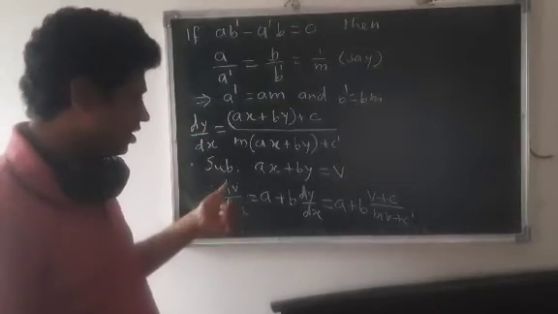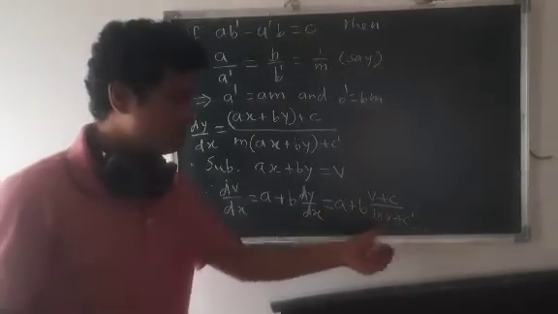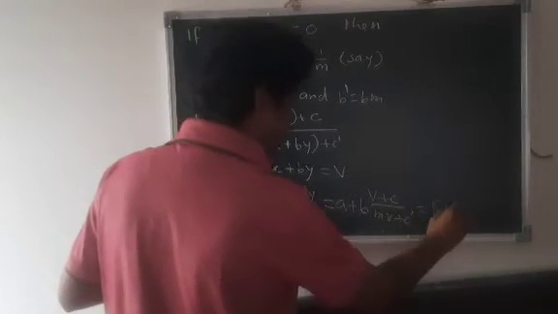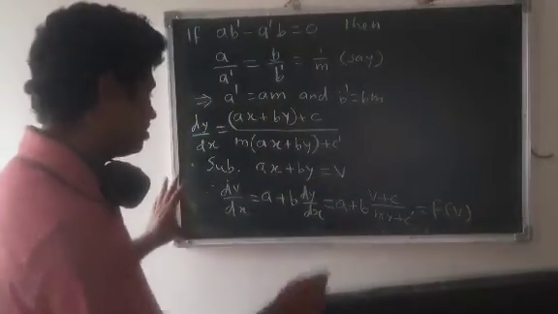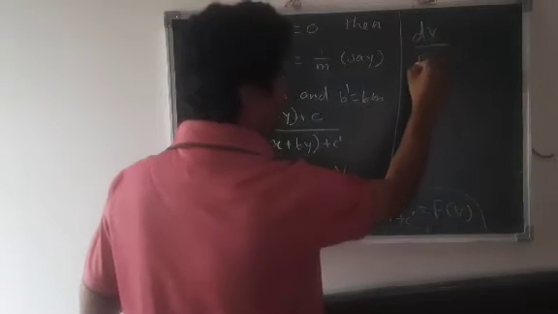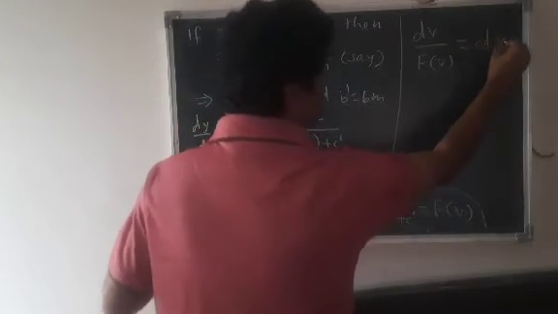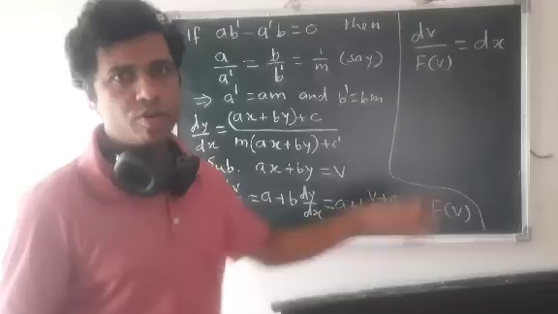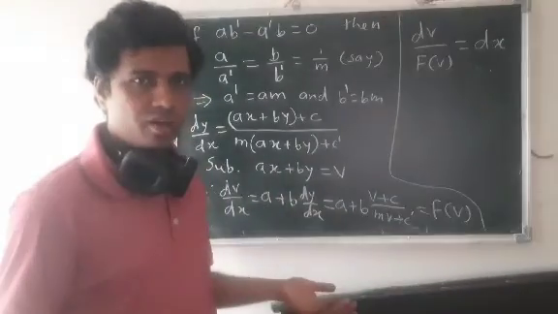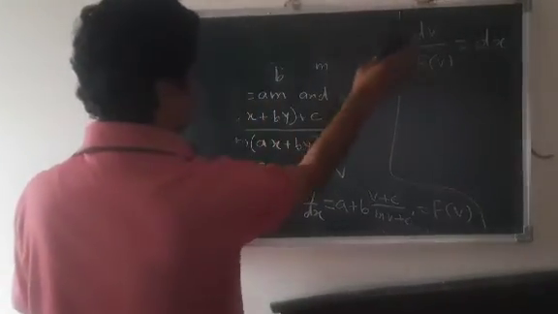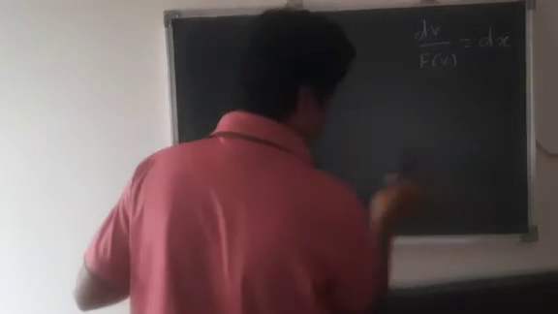Now the equation is dv by dx is equal to some function of v. So we call the right hand side f of v, and we get dv divided by f of v is equal to dx, and this is variable separable form, which can be solved easily. Let us see an example.